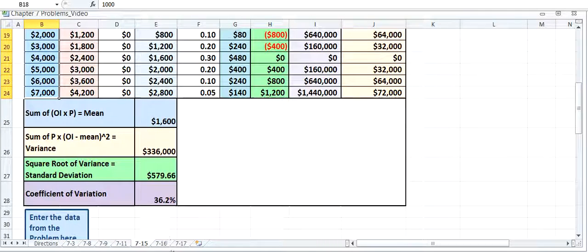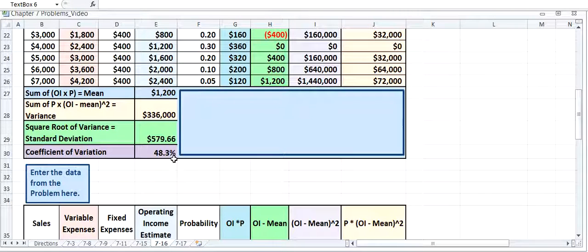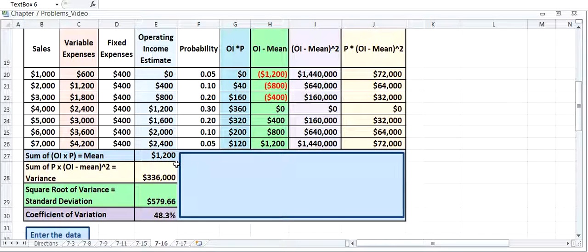When we add in the fixed cost, you can see that we have a substantially higher coefficient of variation. It goes up to 48.3%, and that is because with this added fixed cost, your operating income estimates become relatively more volatile than your sales.